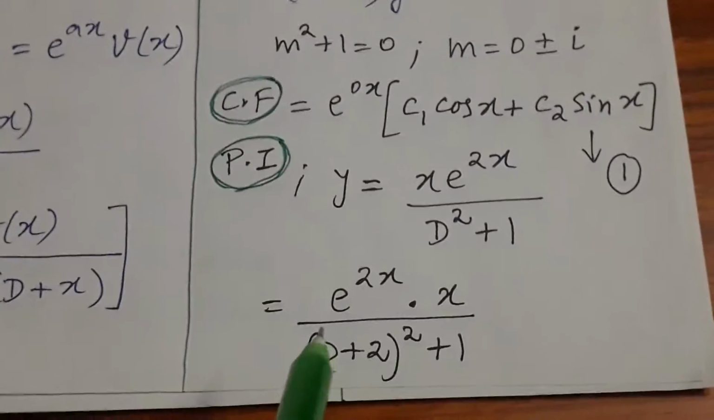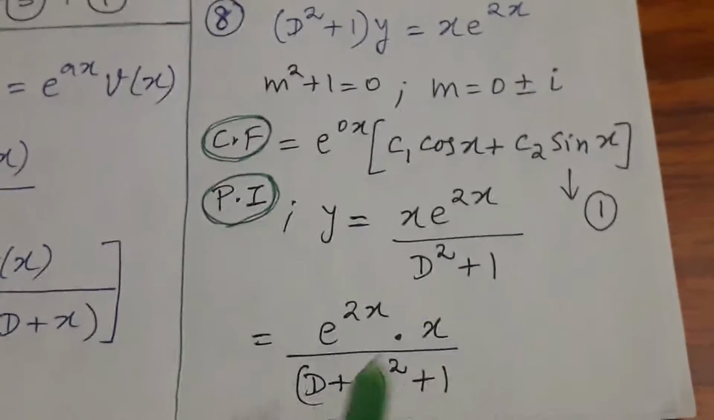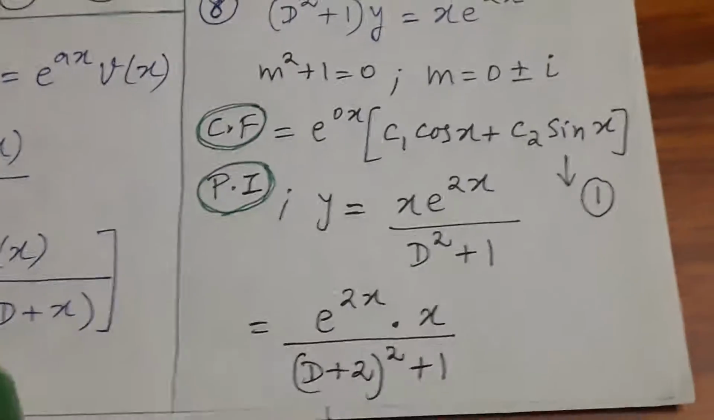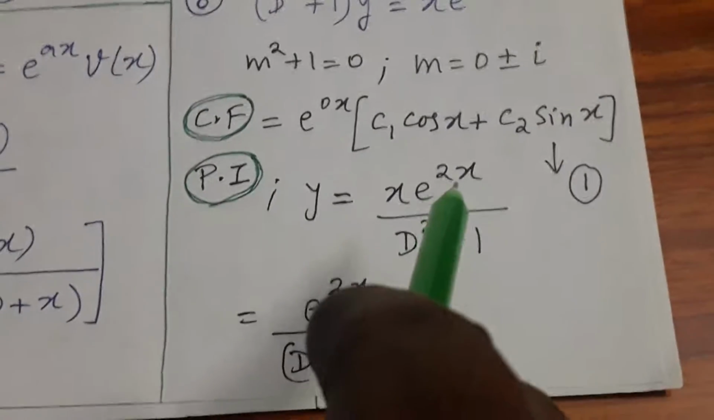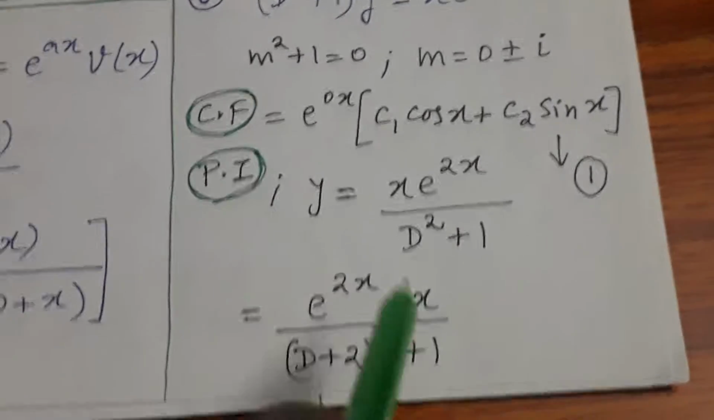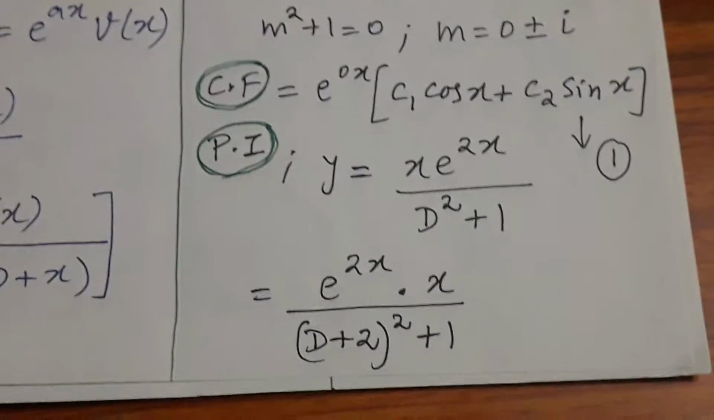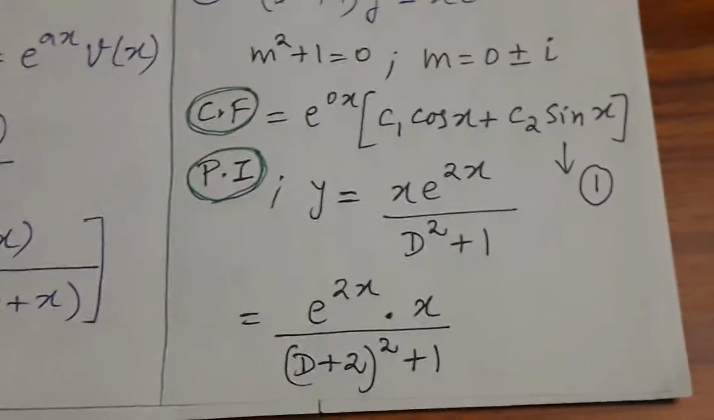The first step: x into e power 2x on the right side, divided by the function of D. So here, as I said, you have to put D plus a, where a is the coefficient of x, which here is 2. So D plus 2, the whole square, plus 1, of e power 2x into x.